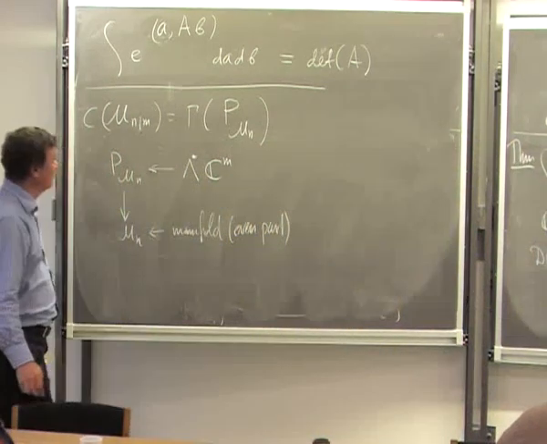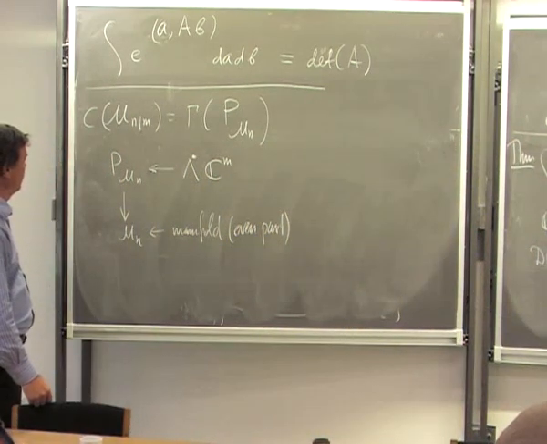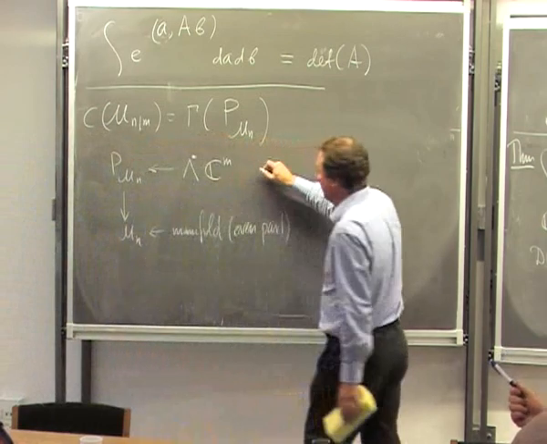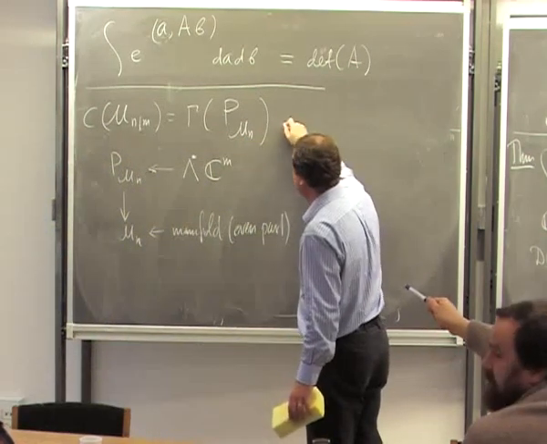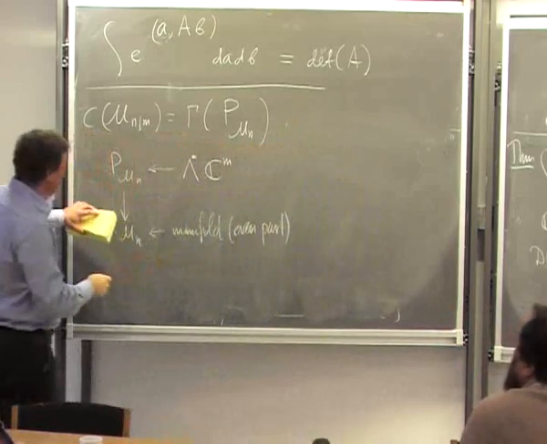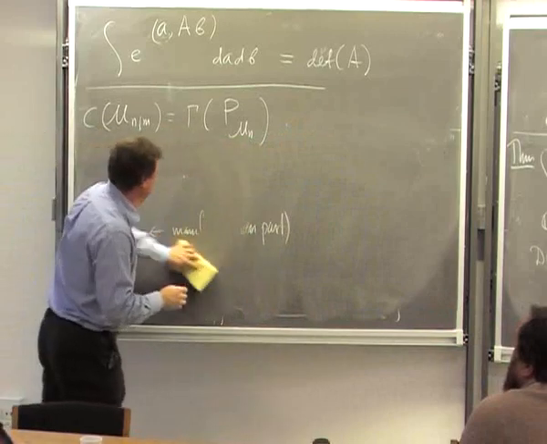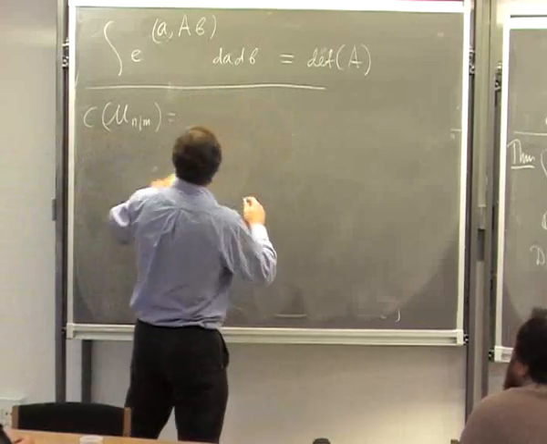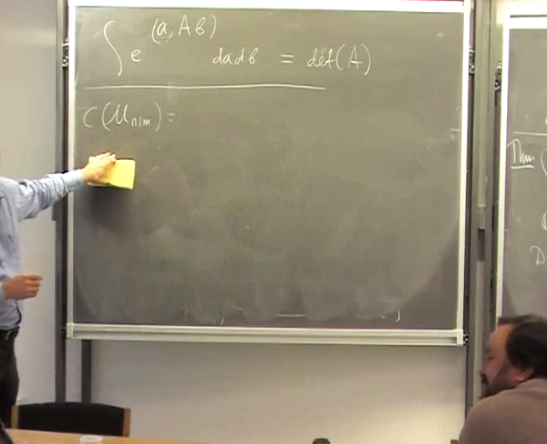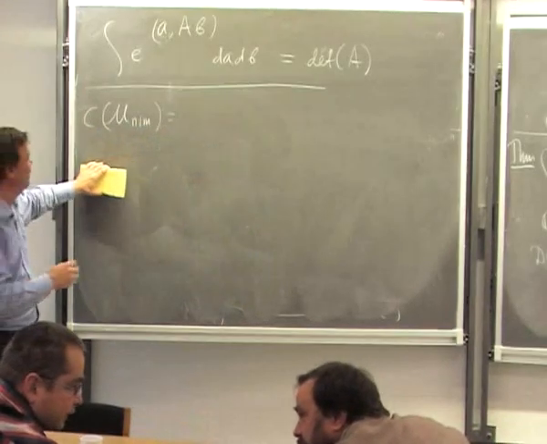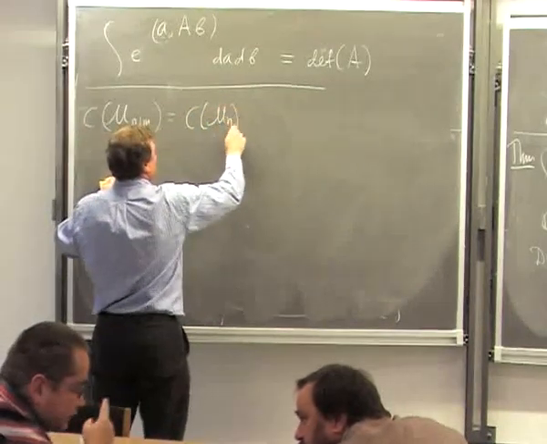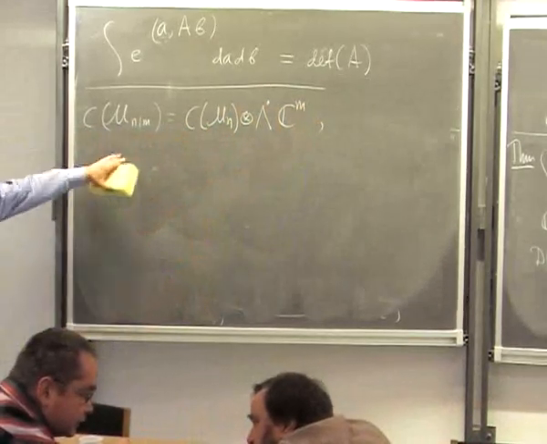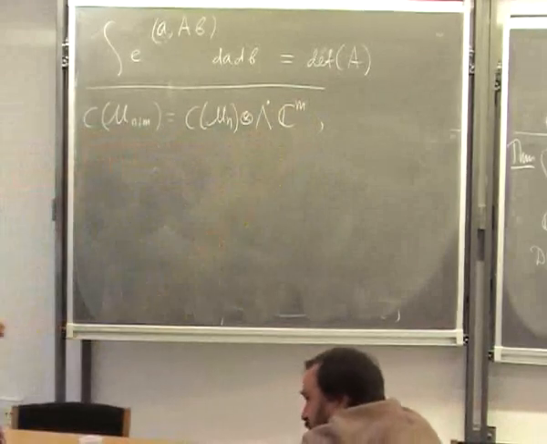You can have transition functions which mix both the coordinates of M^n and even variables in the fiber. Let's just consider the case when it's a trivial one. So it's just a tensor product of the functions on M and the exterior algebra of C^m.